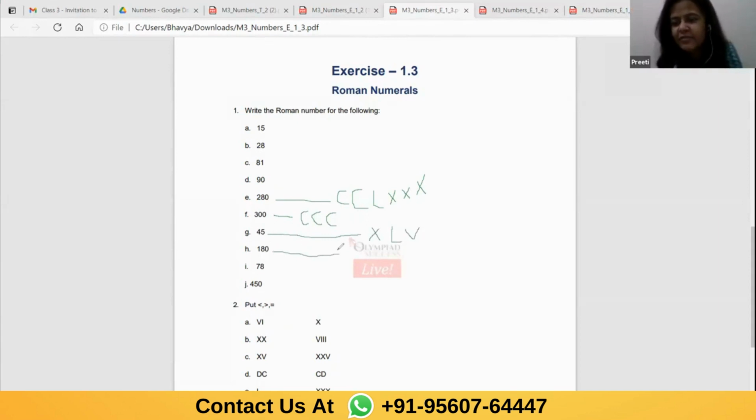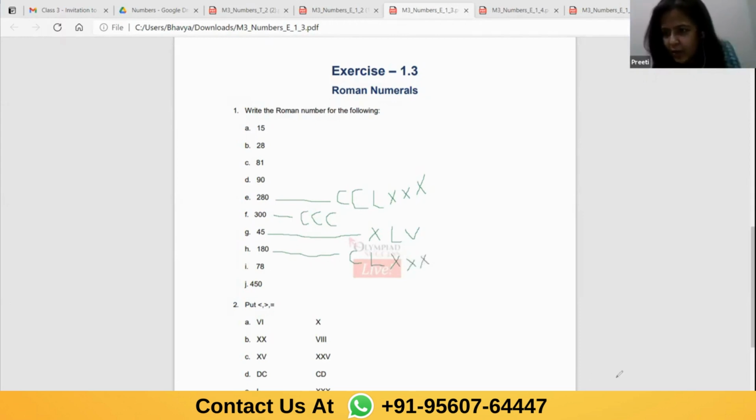I will give chance to everyone on my own. Do not interrupt. Daksh, bacha, try 180. C, L, X. Nice. This is 150. Make it 180. How many times shall I write X? X, 3 times. Excellent. Wonderful.